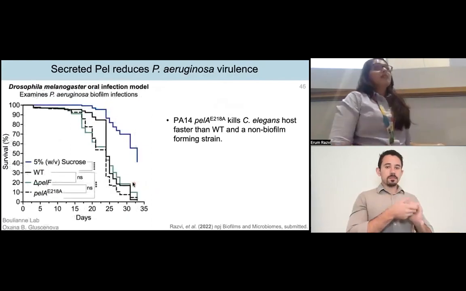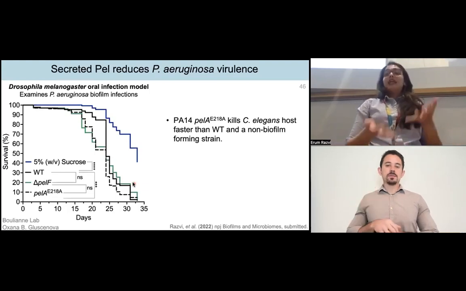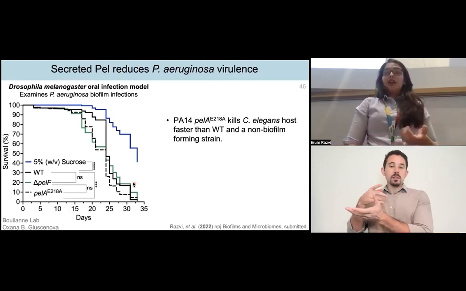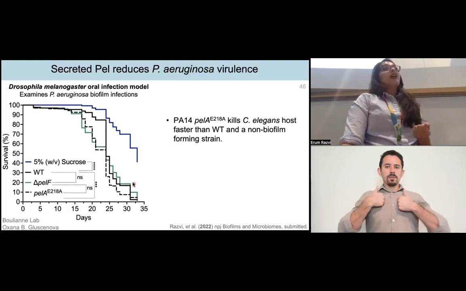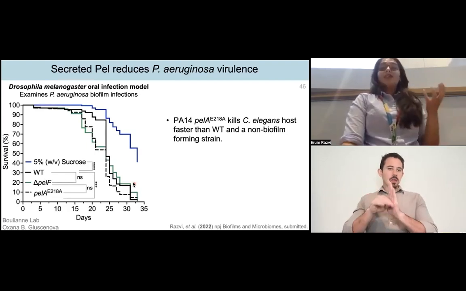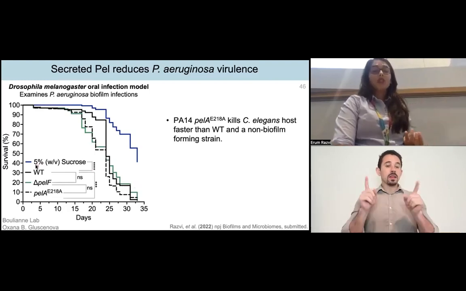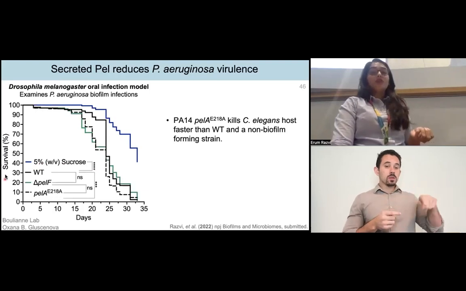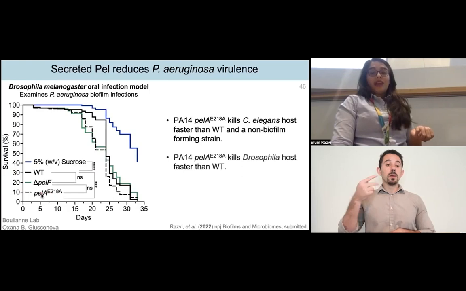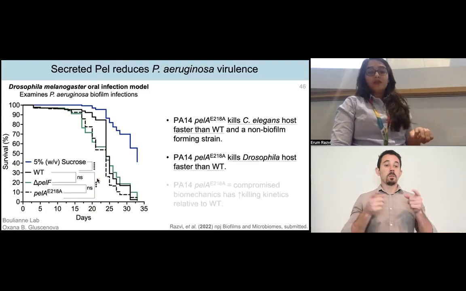To corroborate these results in the C. elegans survival assays, in collaboration with the Howell Lab here at SickKids, Oksana and I examined host survival in an established Drosophila oral infection model that's been developed to study P. aeruginosa biofilm infections. As a negative control, Drosophila were fed 5% sucrose. The hydrolase mutant had a significantly increased rate of Drosophila killing relative to wild type.